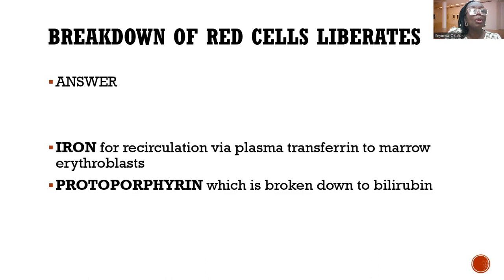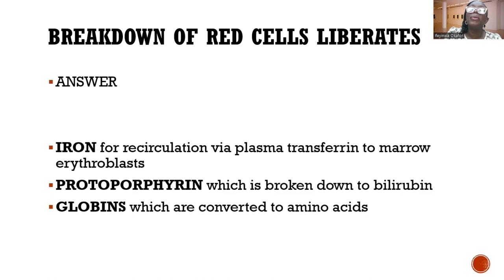Two, protoporphyrin, which is broken down to bilirubin. And three, globins, which are converted to amino acids. So the catabolism of red blood cells gives basically three things: iron, protoporphyrin, and globins. The iron is recycled. The protoporphyrin is broken down to bilirubin. The bilirubin conjugates with glucuronic acid and gives rise to stercobilinogen or stercobilin and urobilinogen or urobilin, which is excreted either through urine or feces. The globin is converted to amino acids and reused.